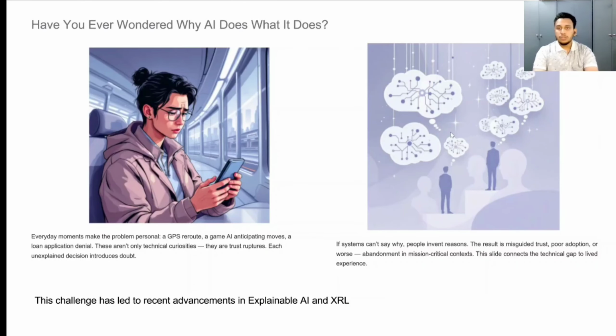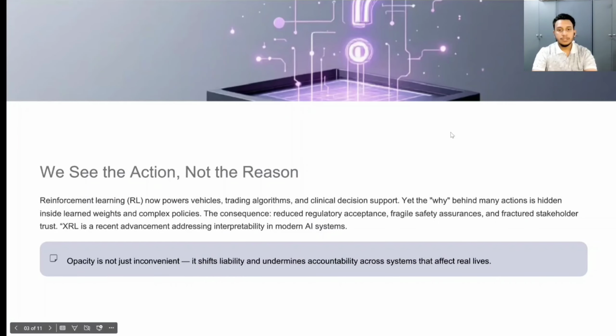So now moving on to the next slide, which represents reinforcement learning, widely used today in autonomous vehicles, trading systems, even healthcare. But the issue is these systems are black boxes. We can see the output, but the internal decision making is hidden. This creates problems in safety, accountability, and regulatory approval.